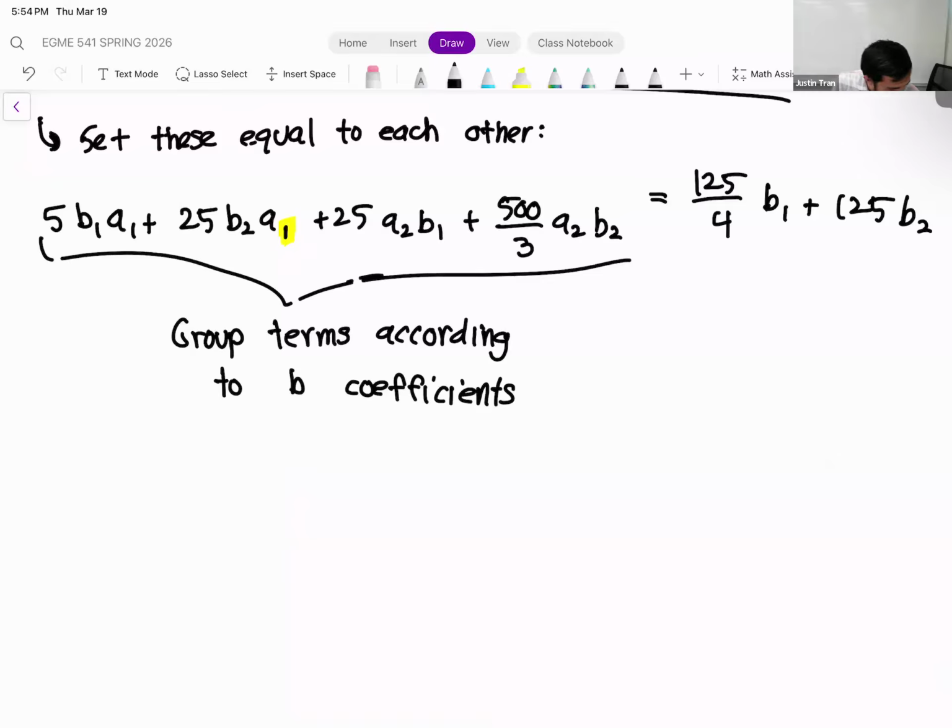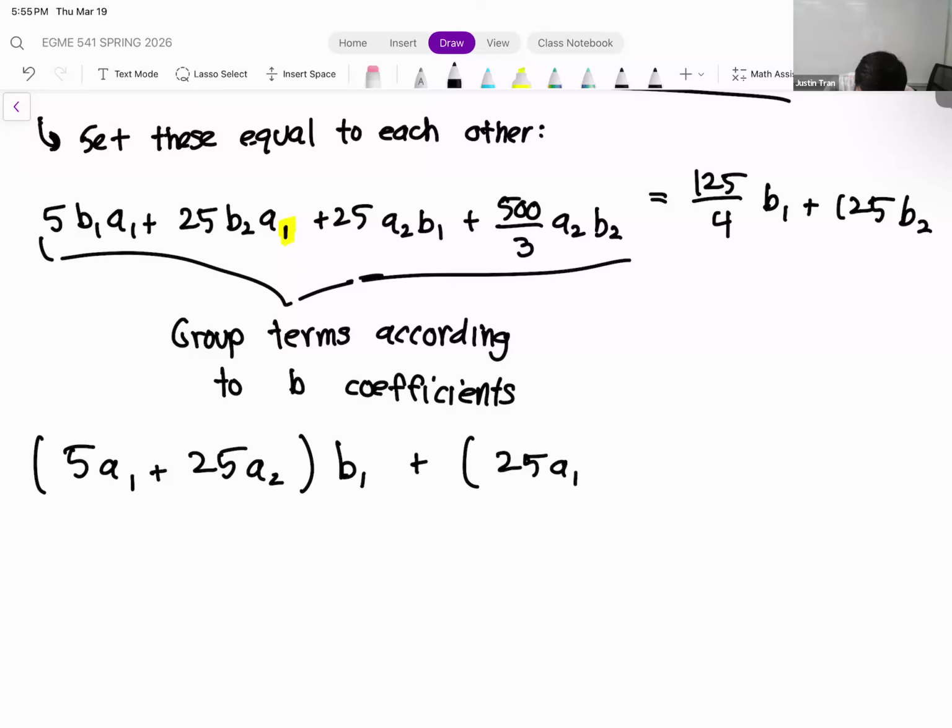Okay, so first we have the B1 terms. The B1 terms are 5A1 plus 25A2, times B1, plus, then we have the B2 term, so that's 25A1 plus 500 over 3 A2, times B2. And then on the right-hand side, we still have our 125 over 4 B1 and our 125 B2.